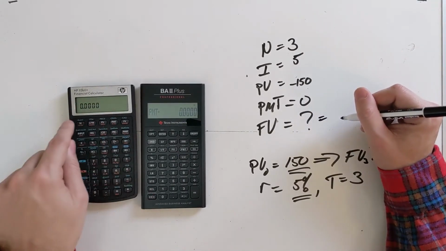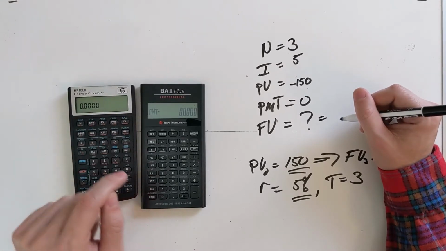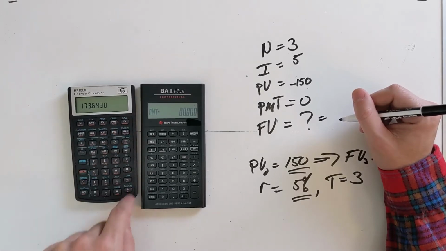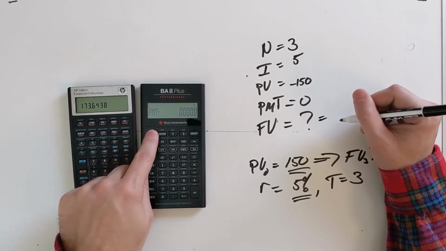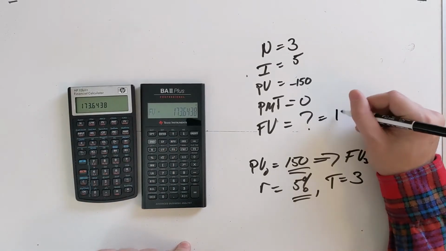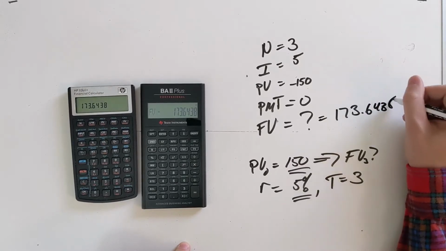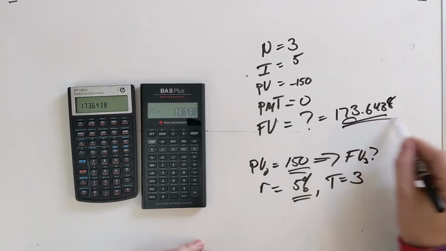On the HP, I have entered in these 4 keys. I can solve for the 5th one, so FV. Here, I'm going to hit compute FV. Same answer, right? 173.6438. And there's my answer, right?